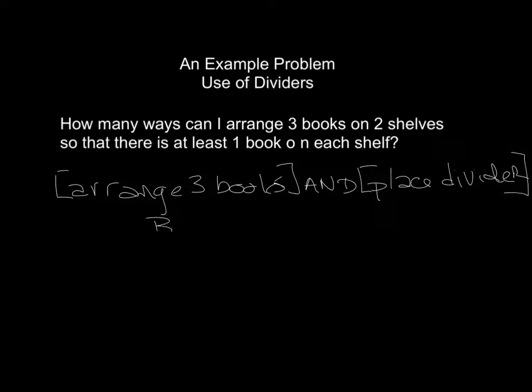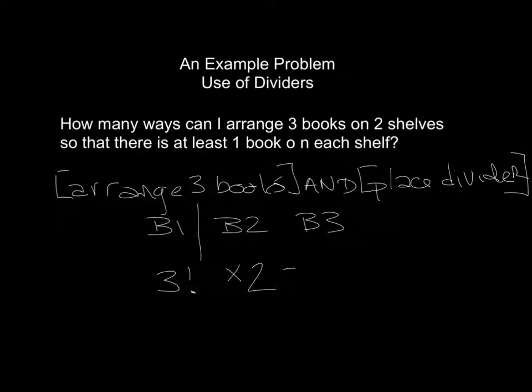So if I have book 1, book 2, and book 3, this super interesting arrangement, if I place the divider here, that means book 1 is on shelf 1, and books 2 and 3 are on the second shelf. So how many ways can I do this? Well, to arrange 3 books, I can do that 3 factorial ways. My second stage, I'm going to place a divider. So if I have 3 books and I want at least 1 book on each shelf, I only have 2 ways of placing the divider. So my answer is going to be 12 arrangements.